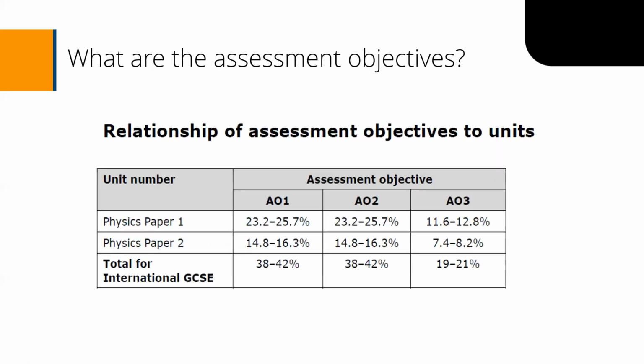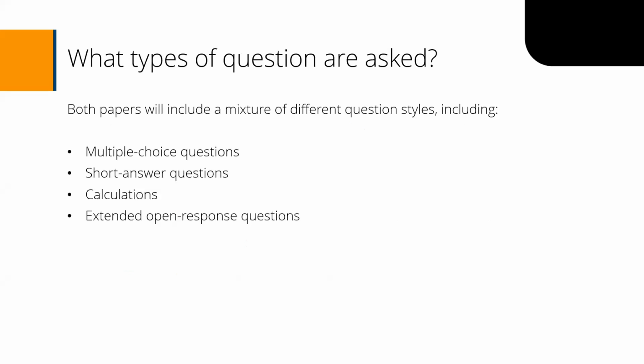If we look at how they relate to the units, you can see there's a slightly different breakdown in paper 1 and paper 2. This is for the linear course, and that reflects the fact that paper 2 in the linear course addresses all of the content, including that which is for students only doing single science physics, as opposed to those doing the double balanced science. Okay, what types of questions?